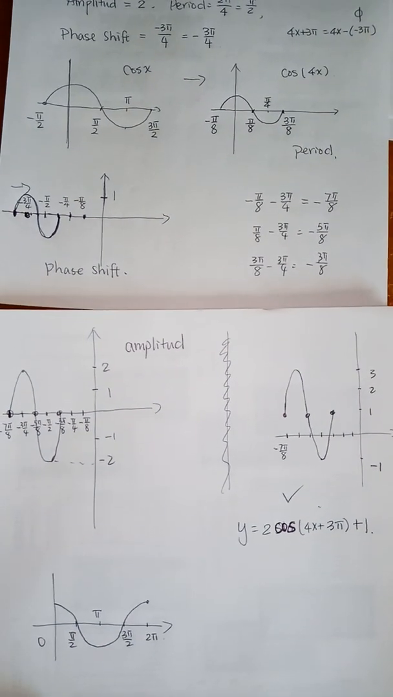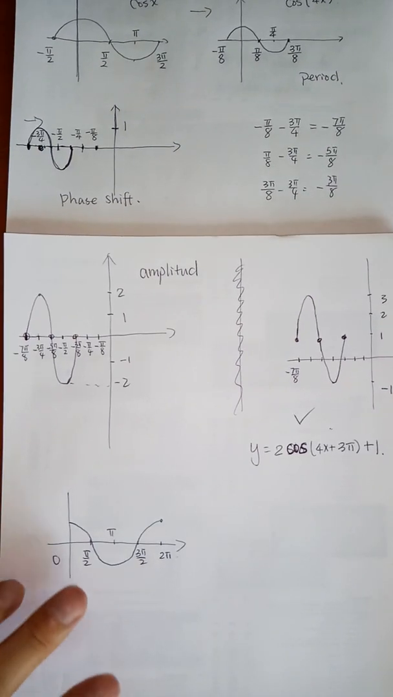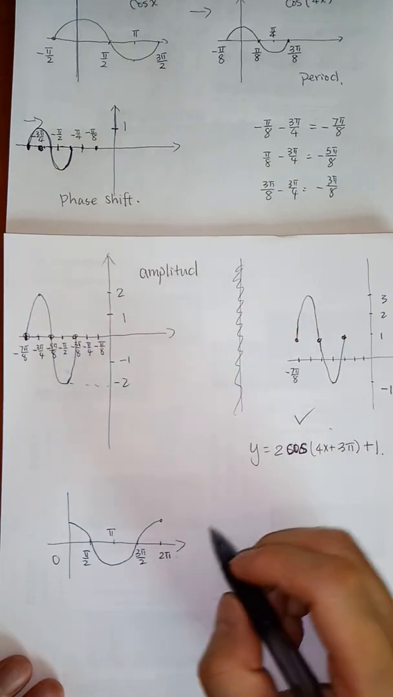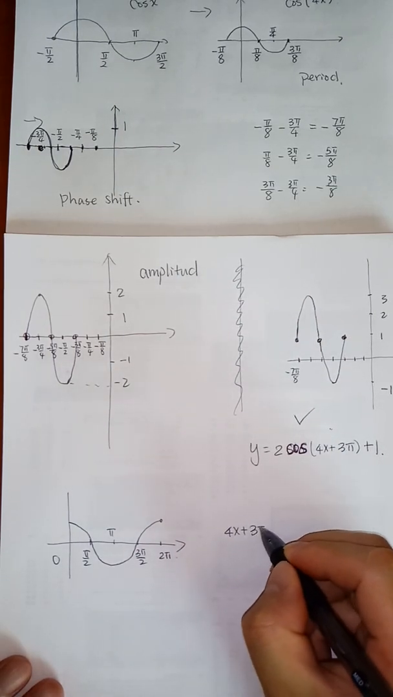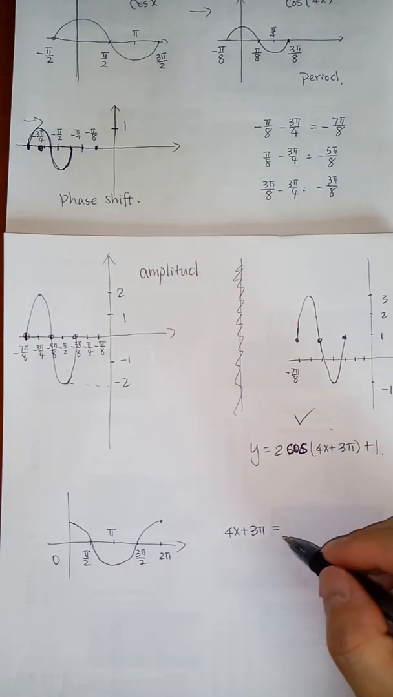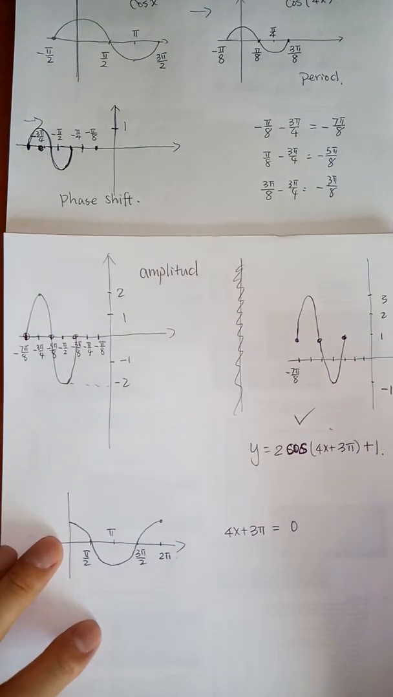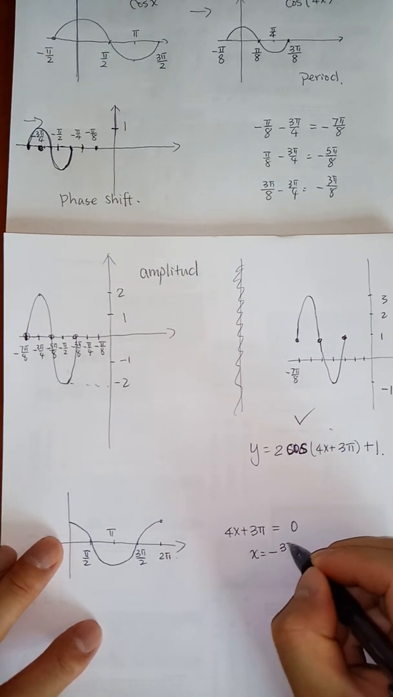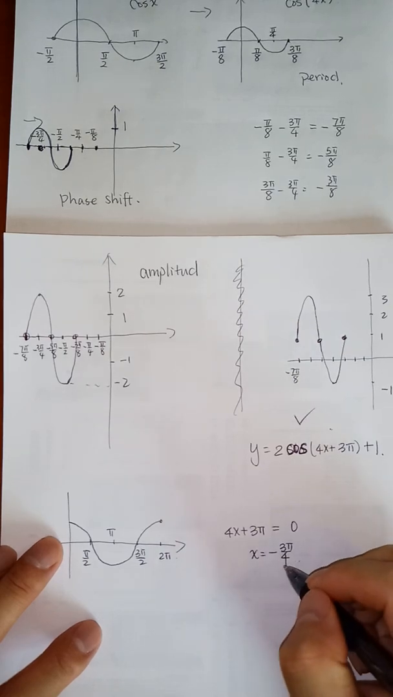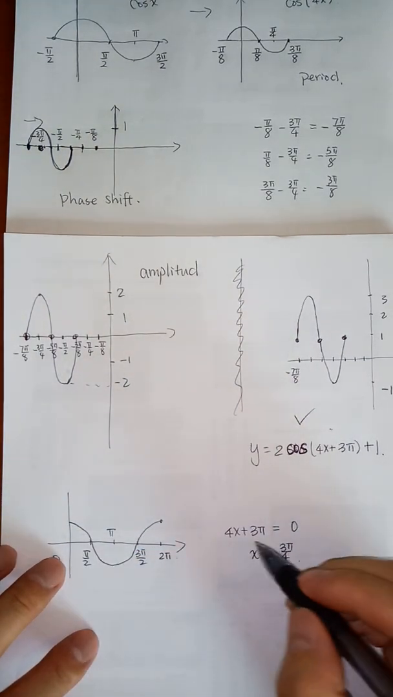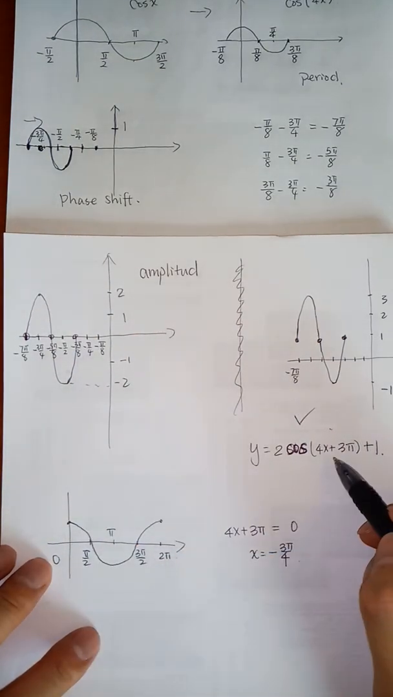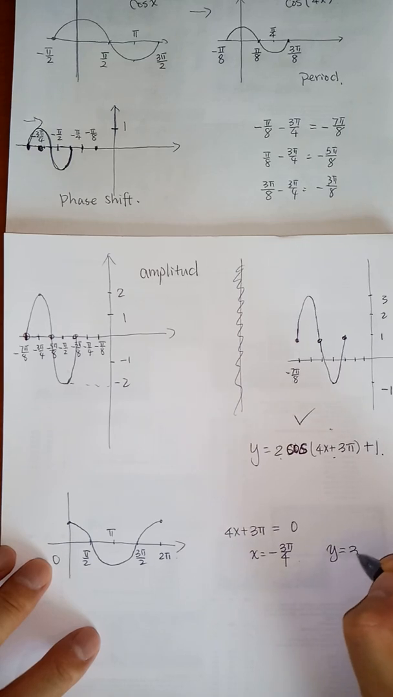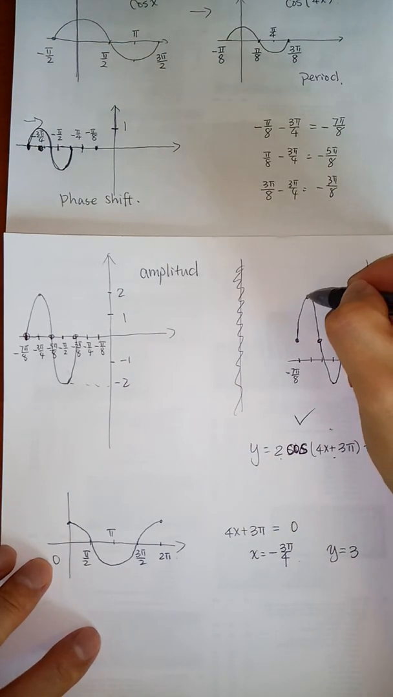It's a cosine. So you get 0, pi over 2, pi, 3 pi over 2, and 2 pi. So what do you have? You have 4x plus 3 pi. You let it equal 0. When it is 0, you solve for it, you get x is negative 3 pi over 4. Then the corresponding cosine is 1. 1 times 2 is 2, plus 1 is 3. So the y value is equal to 3.